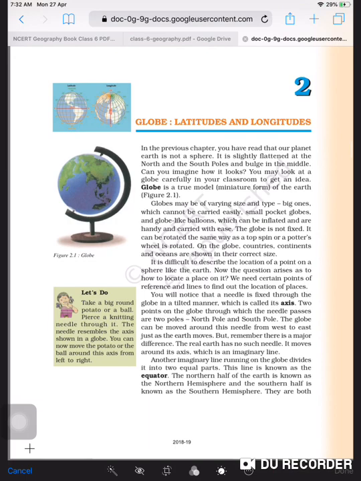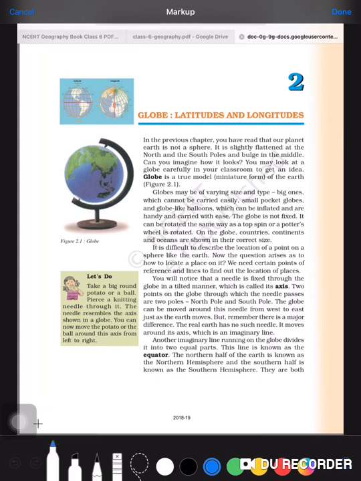Here I am highlighting the features of a globe. So maybe a 3 mark question can be there about the features of the globe. A globe is a true model of the earth. First point, it cannot be carried easily. On the globe, countries, continents, and oceans are shown in their correct size.